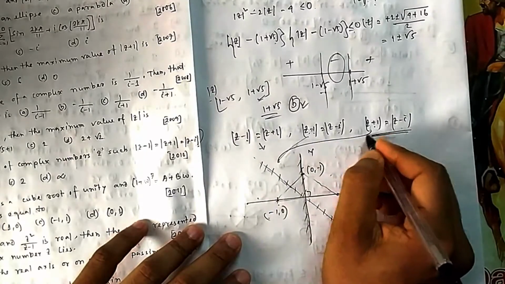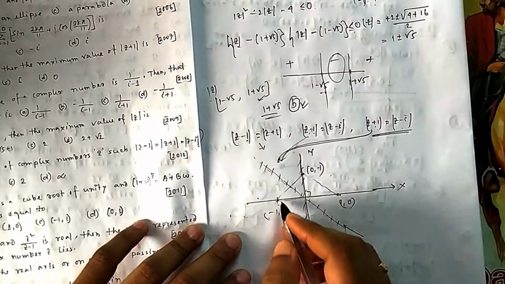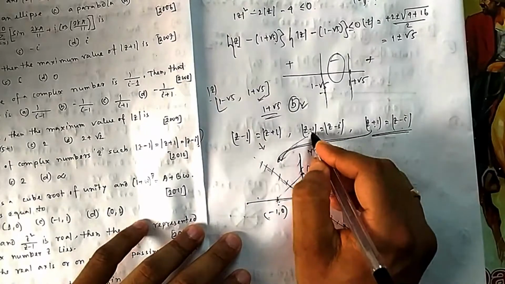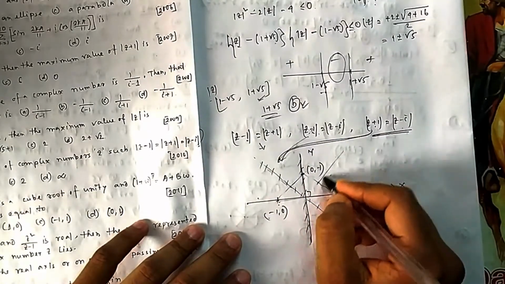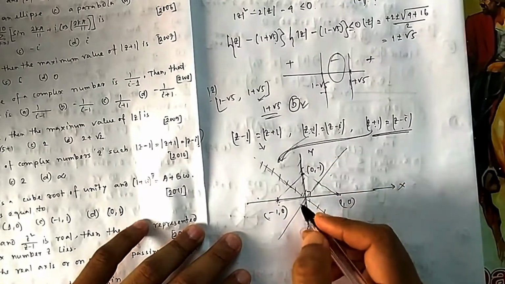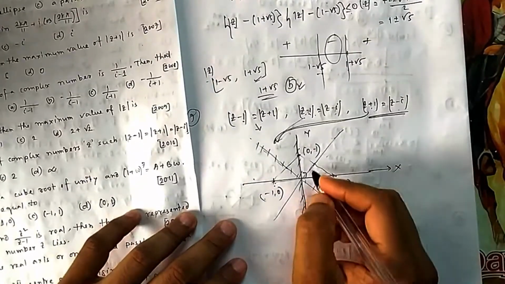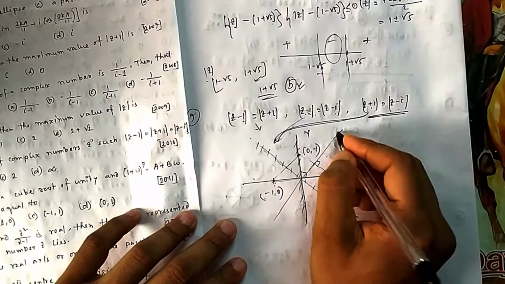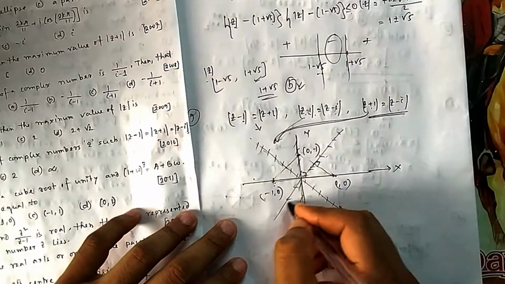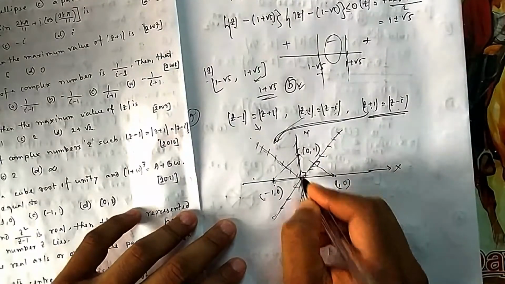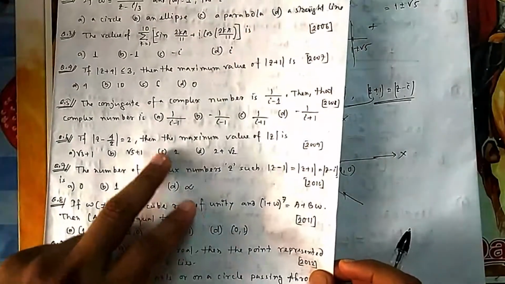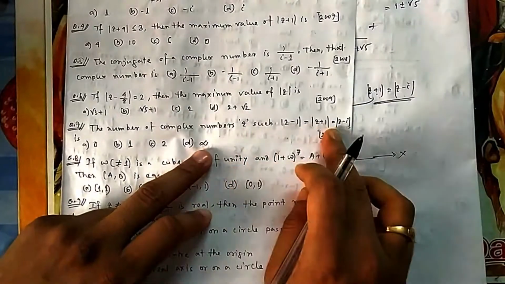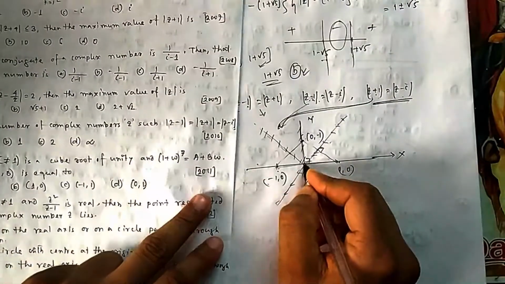So for 1 and i, again that is a perpendicular bisector because it is equal. So this is the perpendicular bisector, this line. So all three should be satisfied. So only one point is there which satisfies all three conditions. So that means what they are asking, the number of complex numbers which satisfy this, there is only one complex number which satisfies.